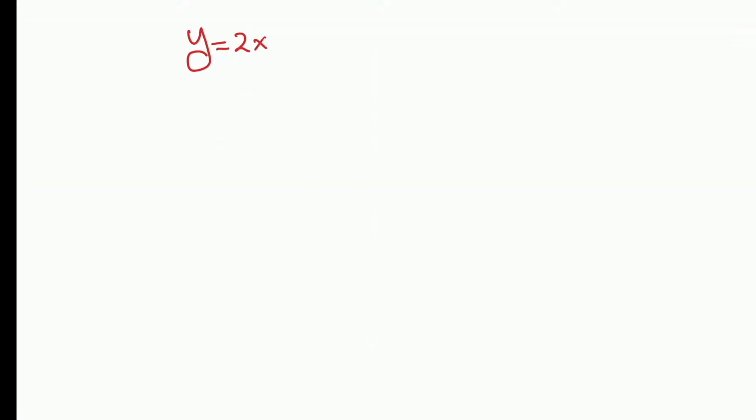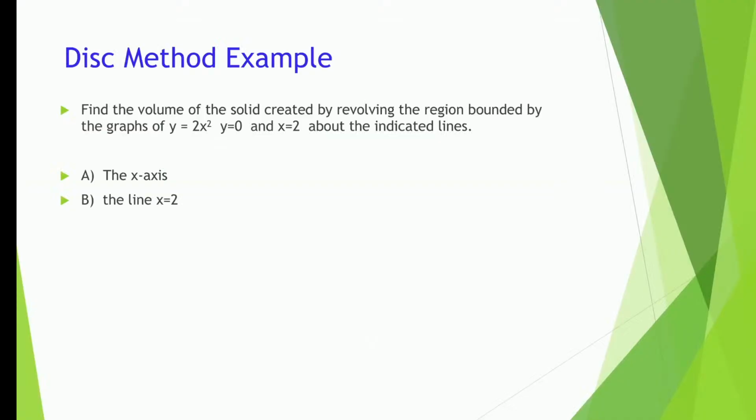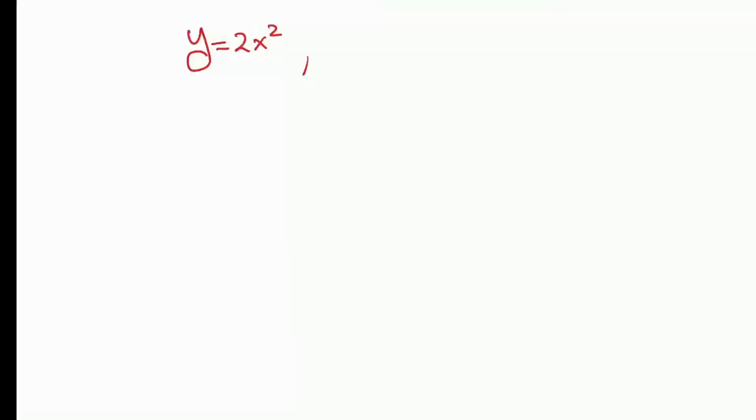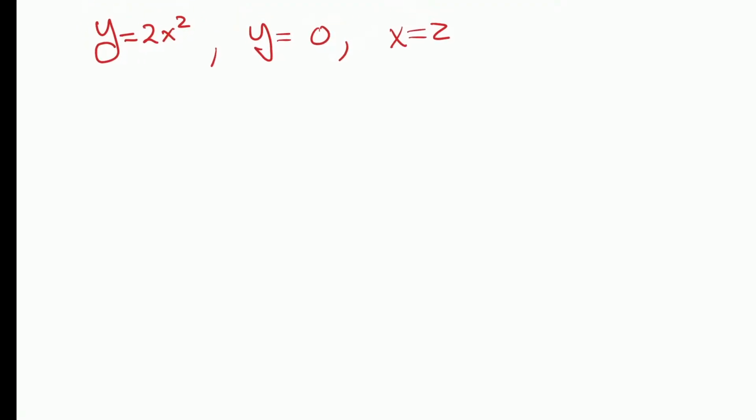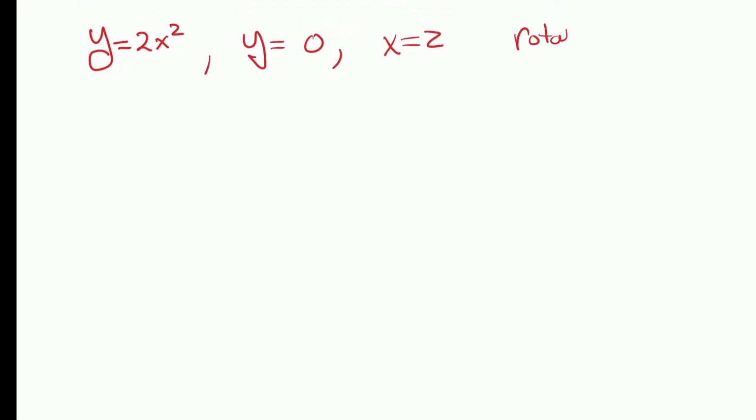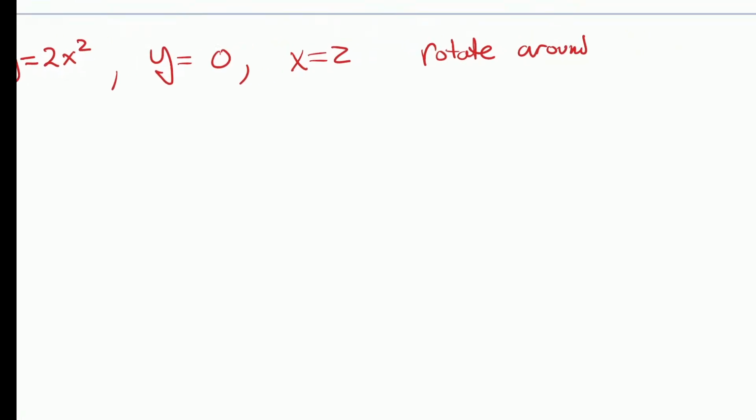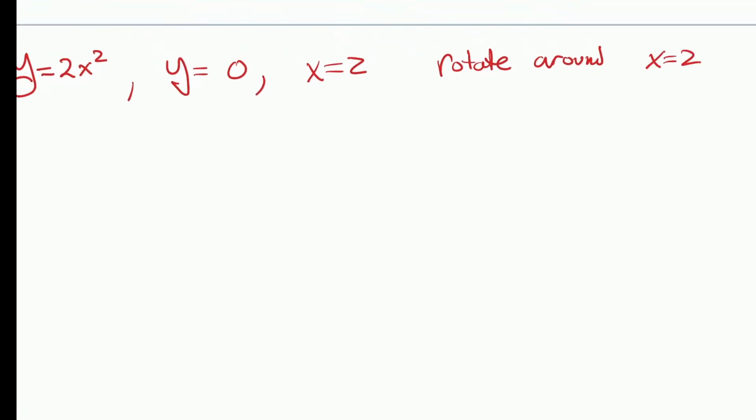So y equals 2x squared, y equals 0, x equals 2, and I want to rotate around the line x equals 2.